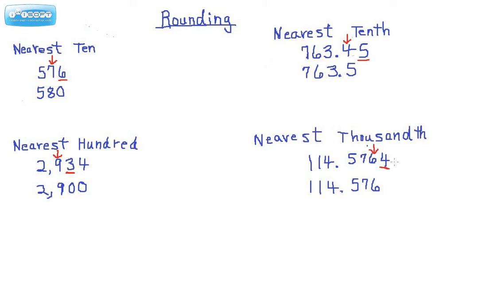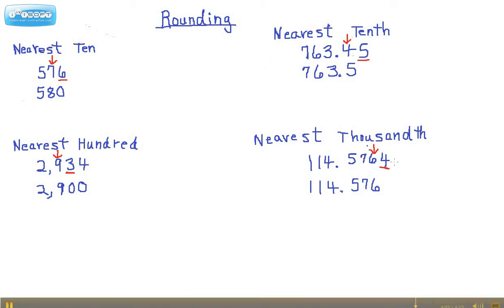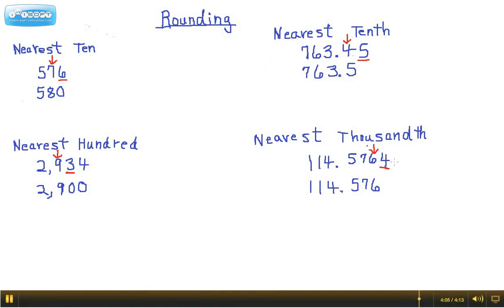So when rounding numbers, look at the digit in the place that you're rounding to, and then look at the number to the right of that. If it's 5 or higher, you round up, and if it's 4 or lower, round down.